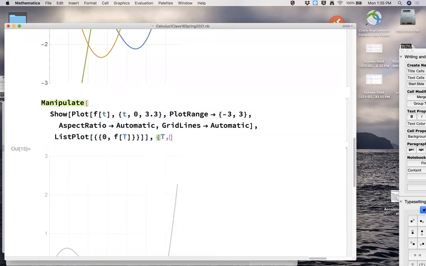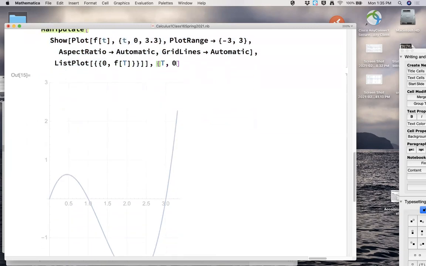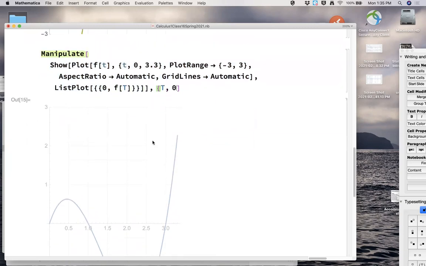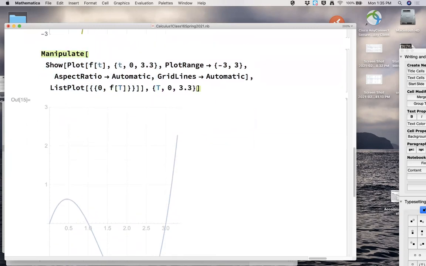Capital T is going to be my animation parameter. It's going to start at 0 and go up to a little bit past 3, say 3.3. In fact, it is going to go up to this value here. I'm also going to change this to being a capital T so that my graph gets traced out over time. And actually, because of that, I'm going to change this number to being slightly bigger than 0, say 0.00001.